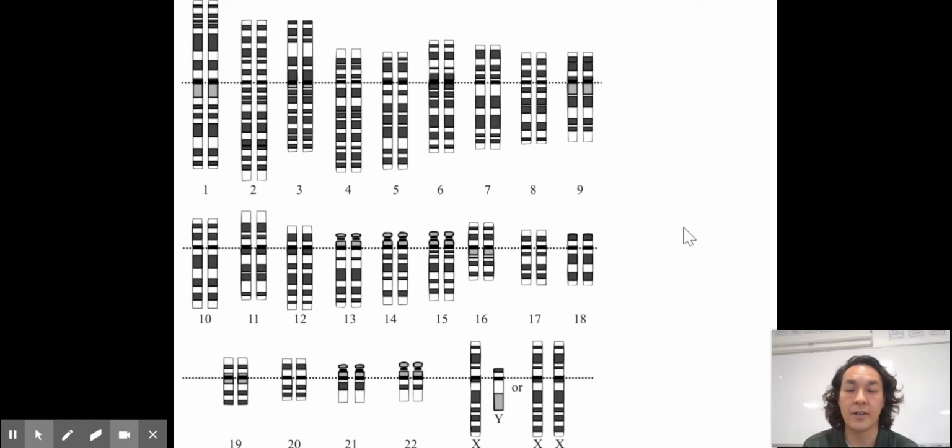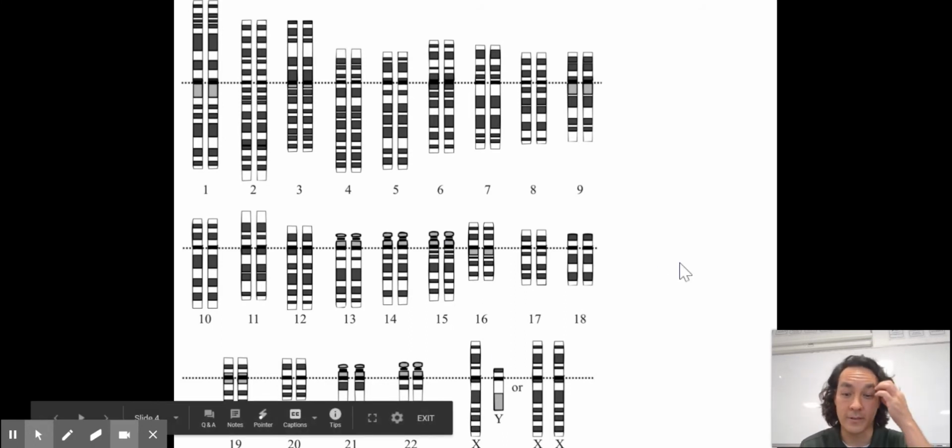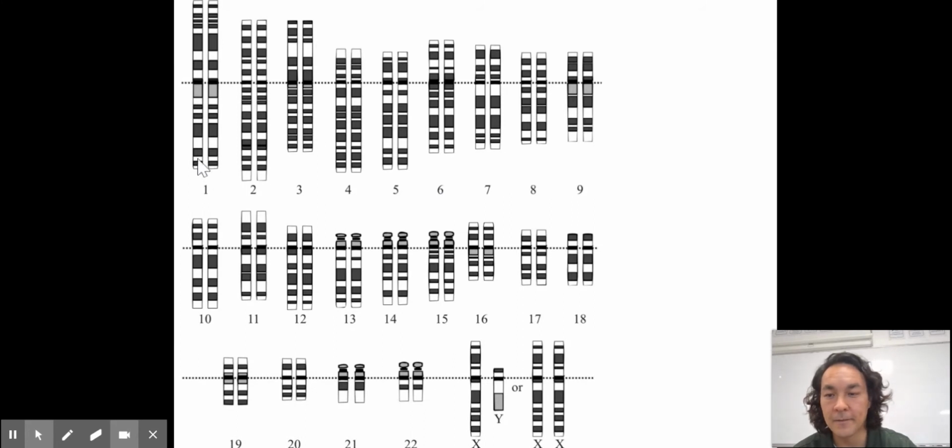Here is a picture of your human chromosomes. Now, we tend to think just about humans in genetics, but all organisms do genetics as well. And so here for humans, we have 23 pairs of chromosomes. Numbers 1 through 22 are called autosomes. And notice how they're identical. You're going to have one from mom and one from dad, and they have the same genes on them.